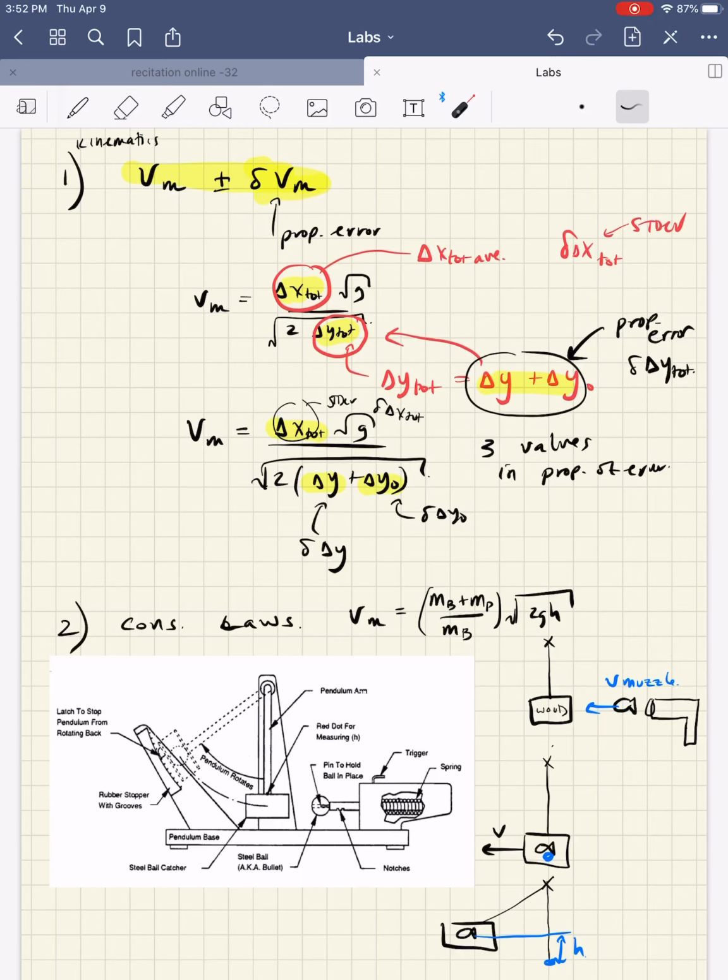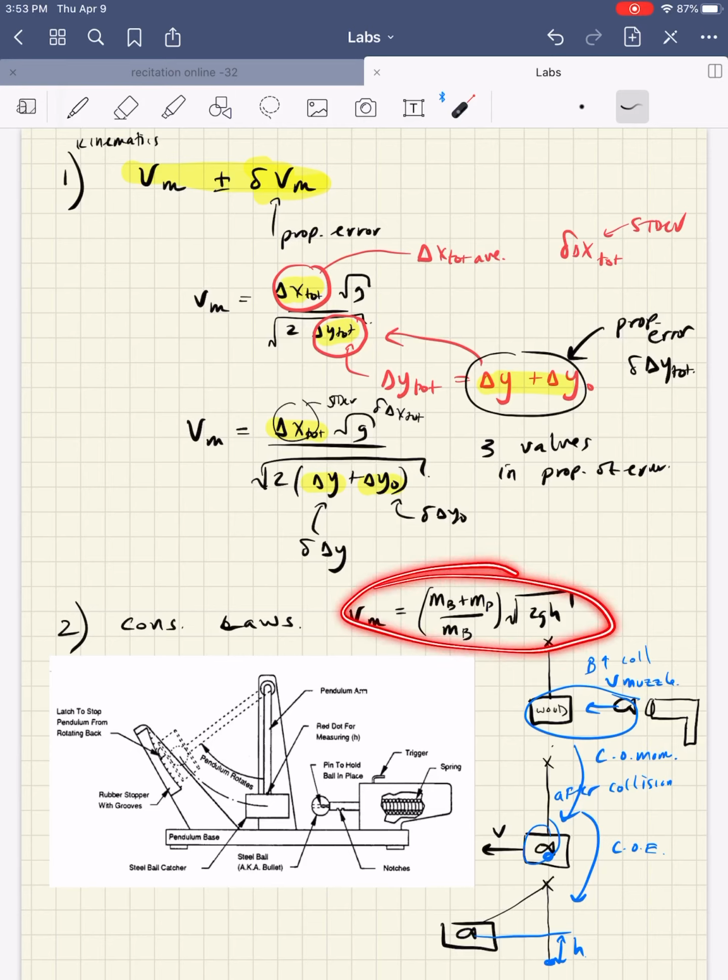And so let me explain to you, from here to here, we use conservation of energy in order to describe the motion, but the collision, this is kind of the before case of the collision, and this is the after case of the collision. So for collisions, we use conservation of momentum. So from here to here, this is conservation of momentum, and then from here to here, we use conservation of energy after the collision has happened to describe the motion, and we get this equation.